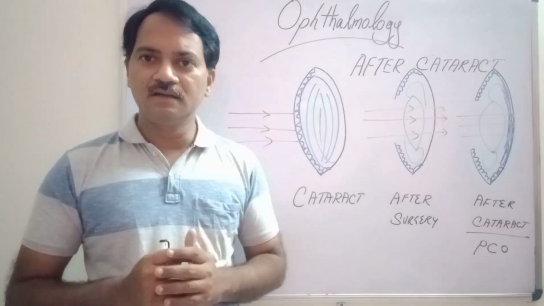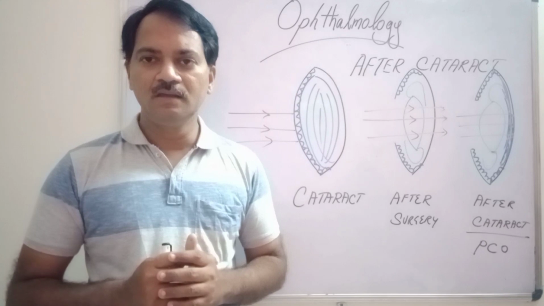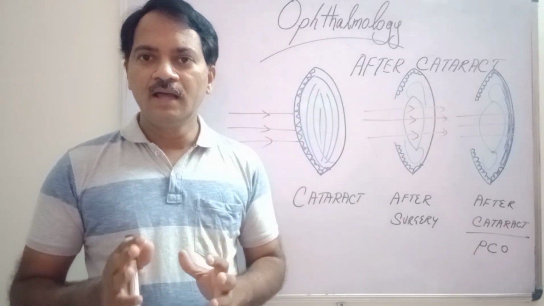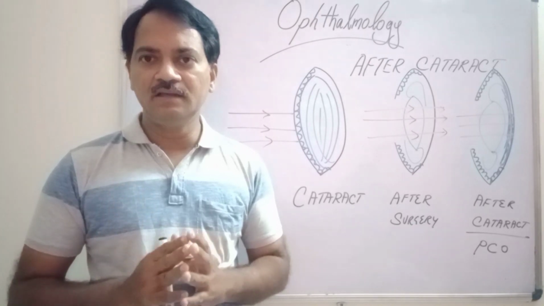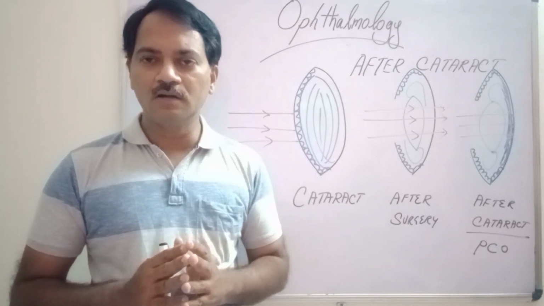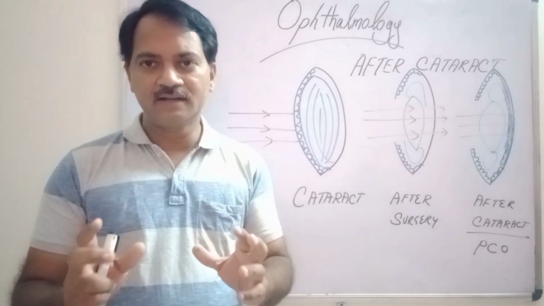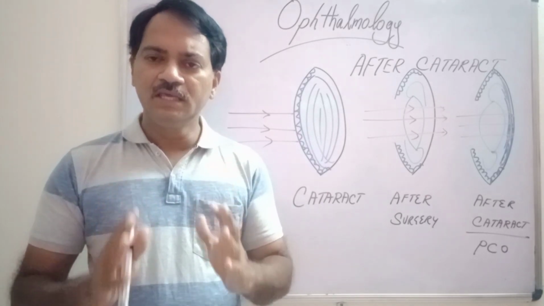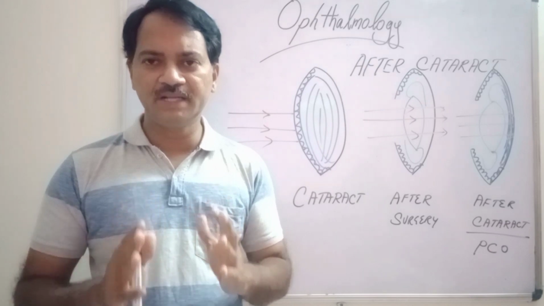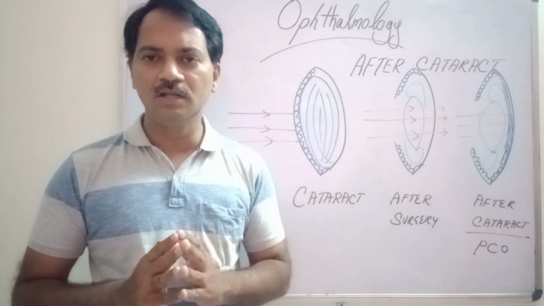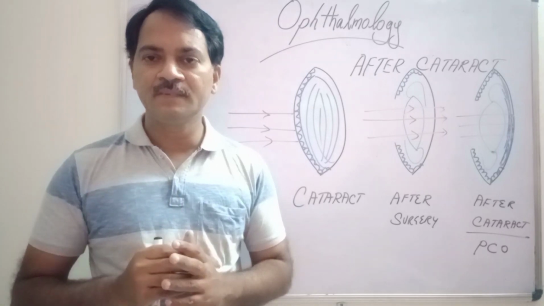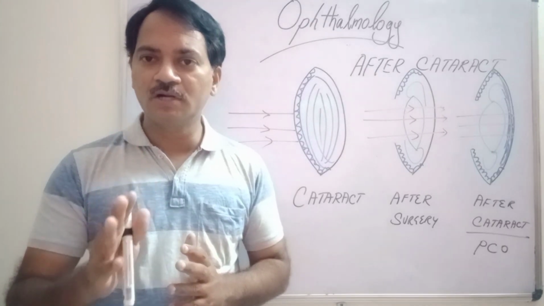This patient came to me with the history of cataract surgery undergone for cataract, that is decreased vision. He was normal for some time, but later on his vision once again started decreasing. Now his vision is not clear.